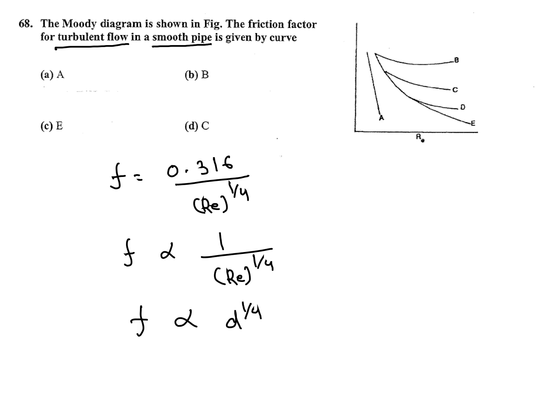And in this figure, it's D to the power 1 by 4. So this one, E is the required curve. This is Re, Reynolds number. So from option, C is our answer.